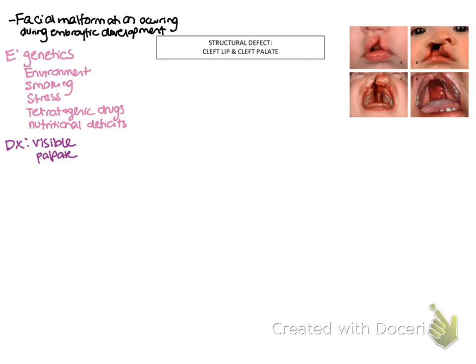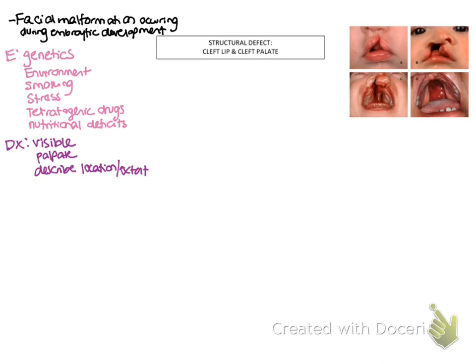Palpate. You have to palpate the hard and soft palate. If you see a cleft lip, you should be looking for a cleft palate because they're often together. But just because they don't have a cleft lip doesn't mean that they don't have a cleft palate. So newborn exams, we often palpate and make sure.